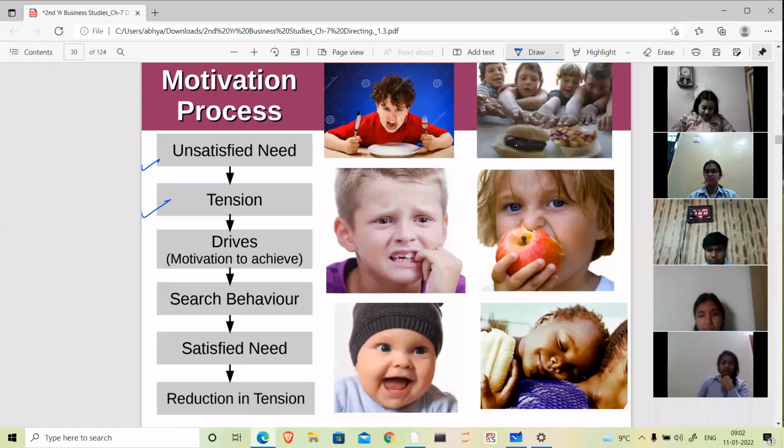Clear? Then drives. Drives means the hunger will compel you, will force you to satisfy that particular need. This is known as drive, which will compel you, which will force you to achieve your target. What is your target here? To get the food. So, search behavior. Because of the drive, because of that stimulation, you will start searching for the food.